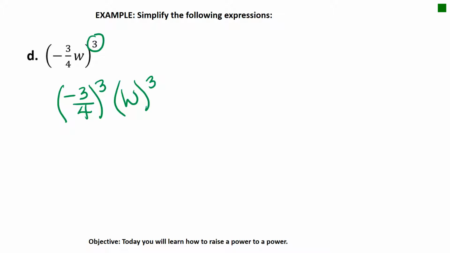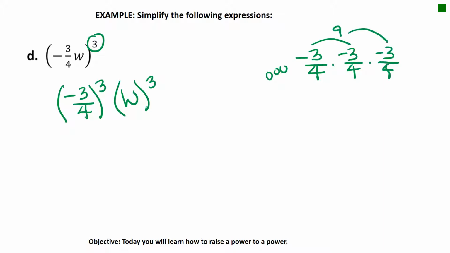Negative 3/4, oh my goodness, that was silly, to the power of 3 means negative 3/4 times negative 3/4 times negative 3/4. Negative 3 times negative 3 is 9. 9 times negative 3 is negative 27. 4 times 4 is 16. 16 times 4 is 64.